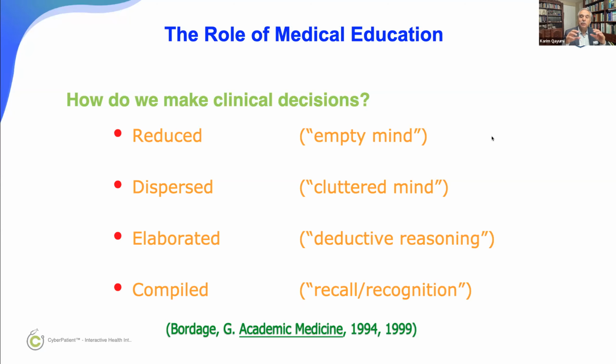So we put the clues in front of students: asking questions, taking history, doing physical examination, then putting all the lab tests and things together to come up with a conclusion that we call the final diagnosis, and then make management decisions based on that.